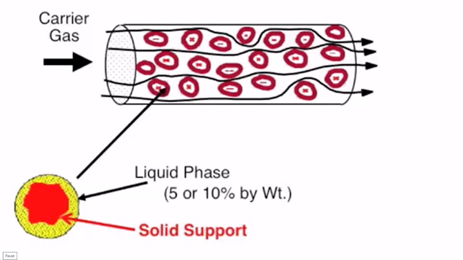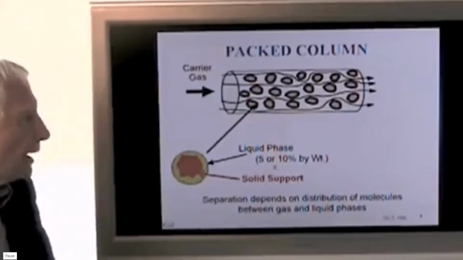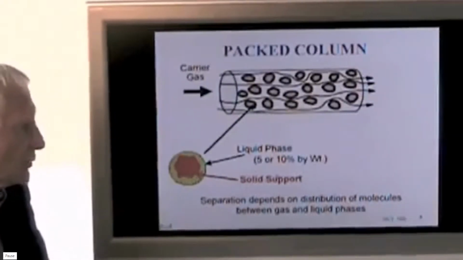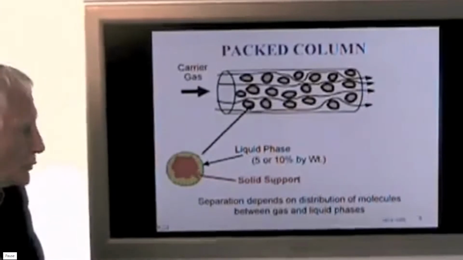Here's a schematic of a packed column, which we've seen earlier, but in a little bit more detail. The stationary phase is actually a liquid phase, typically 5 or 10% by weight of the total packing material. The other 95 to 90% is a solid support, trade name Chromosorb.